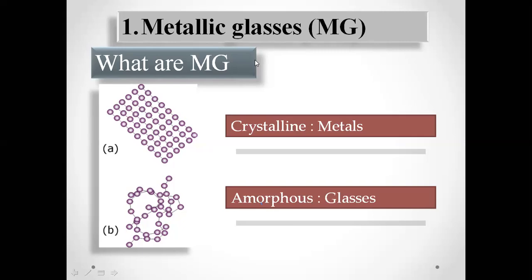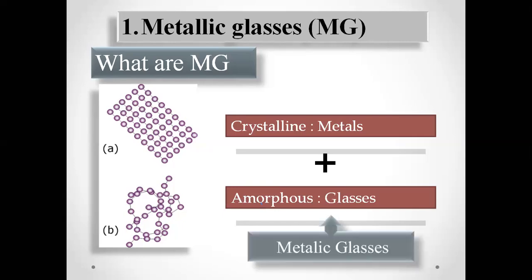The metallic glasses. Okay, so what will happen if you mix these two types of materials? Okay, the properties of crystalline nature materials and then the properties of amorphous glasses. So that will give the metallic glass, a new class of materials called metallic glasses.